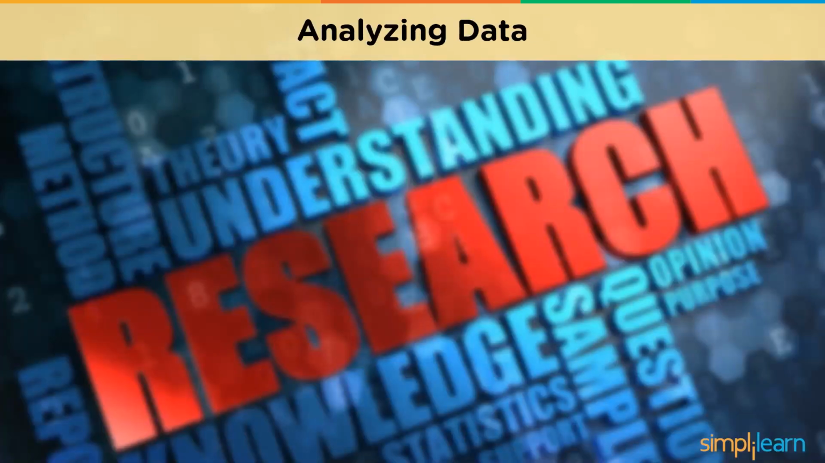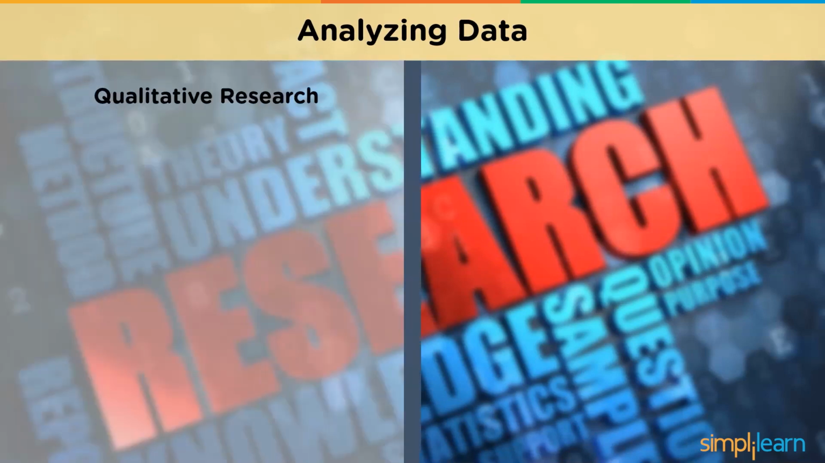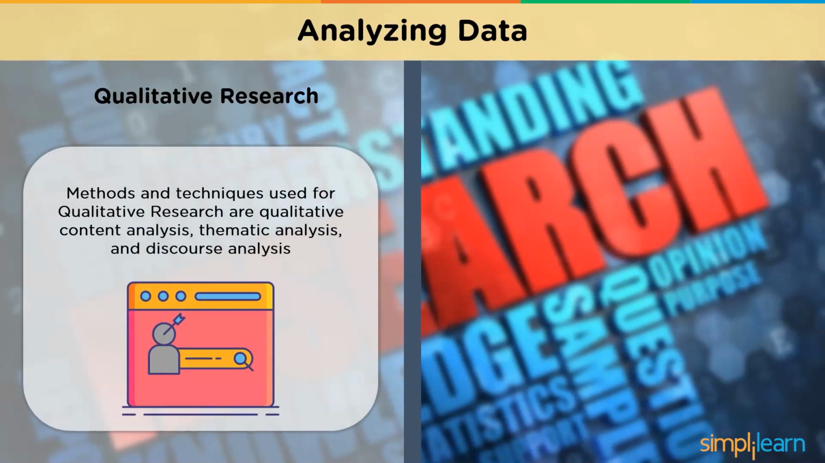Now, let's talk about the approaches for analyzing the data in qualitative and quantitative research. So the methods and techniques used for qualitative research are qualitative content analysis, thematic analysis, and discourse analysis. Content analysis is a research method used to identify patterns in recorded communication. To conduct content analysis, you systematically collect data from a set of texts which can be written, oral, or visual, such as books, newspapers, magazines, speeches, interviews, web content, and social media posts.